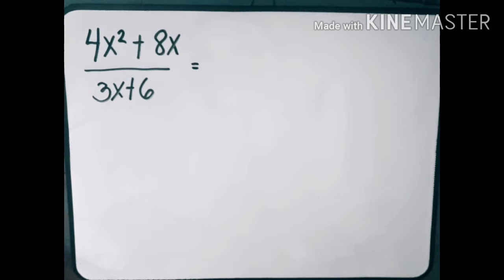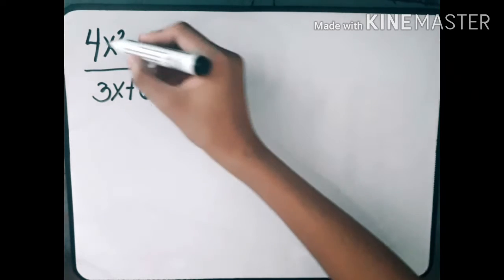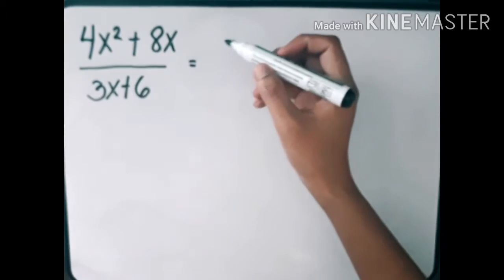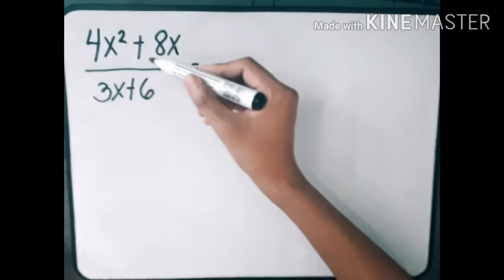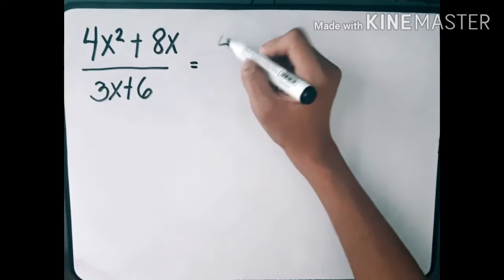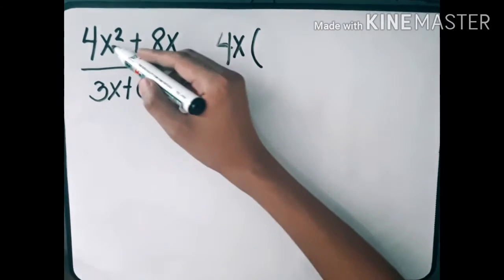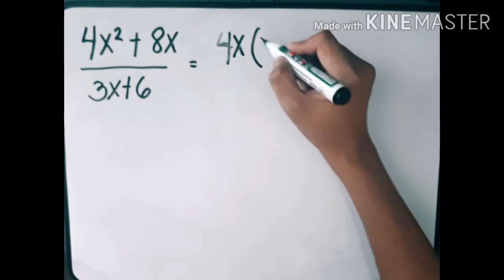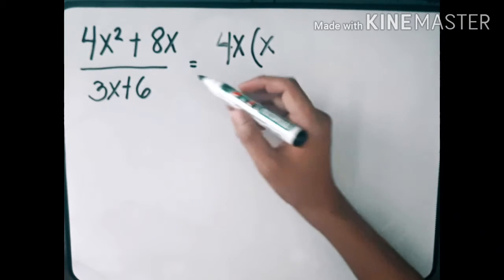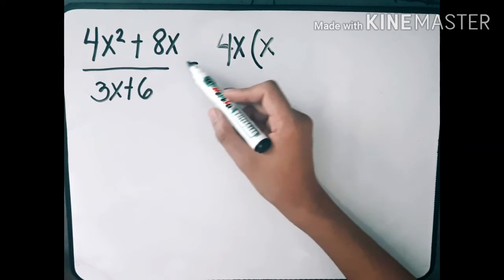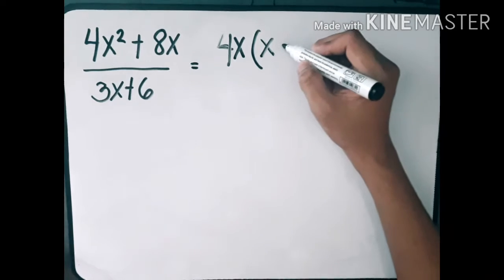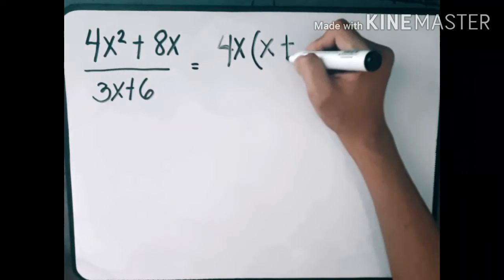Next example is 4x squared plus 8x over 3x plus 6. Una, hanapin natin yung greatest common factor nila. Start tayo sa 4x squared plus 8x. Ang greatest common factor ng 4x squared plus 8x is 4x. 4x squared divide 4x is x. And 8x divide 4x is positive 2.